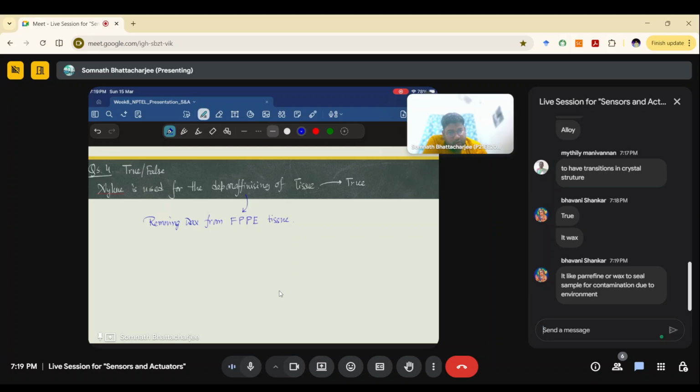It's like paraffin or wax to seal the sample from contamination due to the environment. No, my question is why xylene? Can we use any other thing in place of xylene? What I can think of is that xylene is obviously toxic, right?